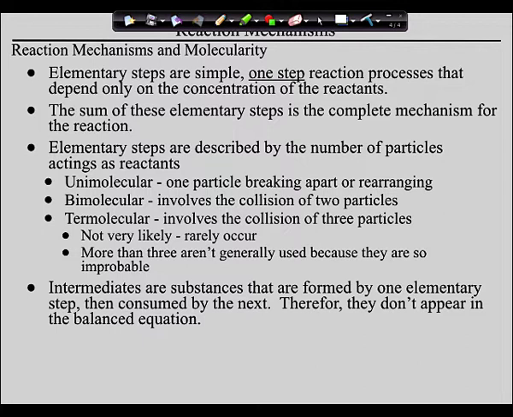Therefore, they don't appear in the balanced equation. They are not reactants, they are not products. They're also not catalysts. They don't show up in the balanced equation.